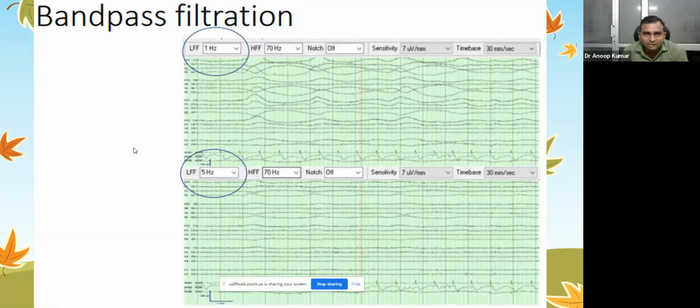You can see these are the low frequency movements, 1 to 2 hertz or 0.5 to 1 hertz around. And when you increase the low frequency filter to 5 hertz, these movements disappear from the background. So you can apply some technique to overcome the artifacts.